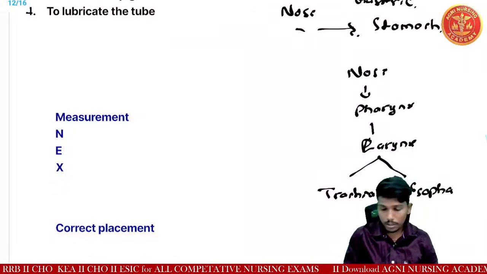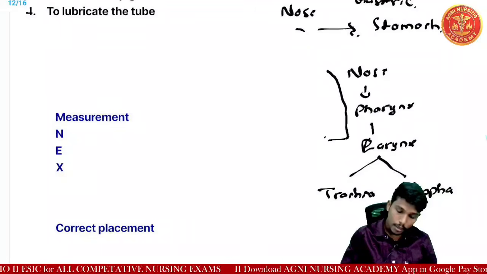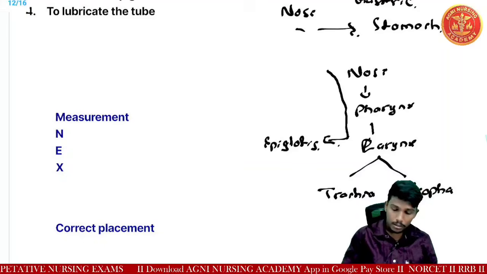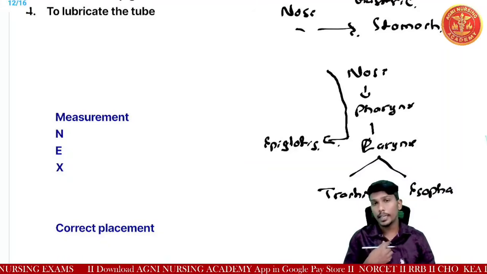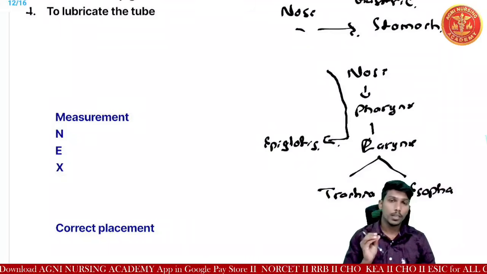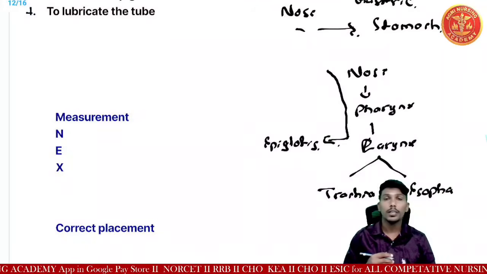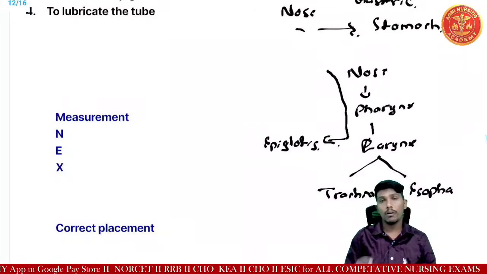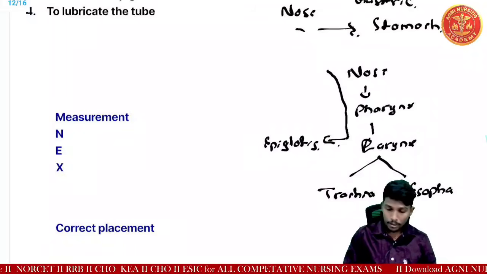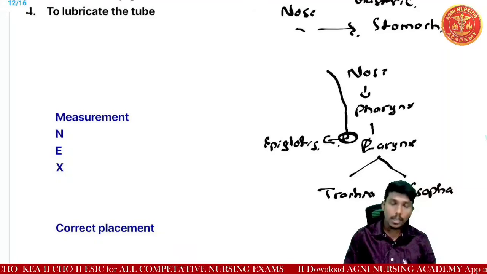So here she is inserting through the nose, and after that the pharynx. Here comes the larynx. In the larynx, one part is there, that is the epiglottis. This epiglottis helps to close the trachea while swallowing. It prevents the entry of liquid things, water, hard material and foreign bodies into the trachea. So here she is inserting, and this NG tube is now in the larynx.